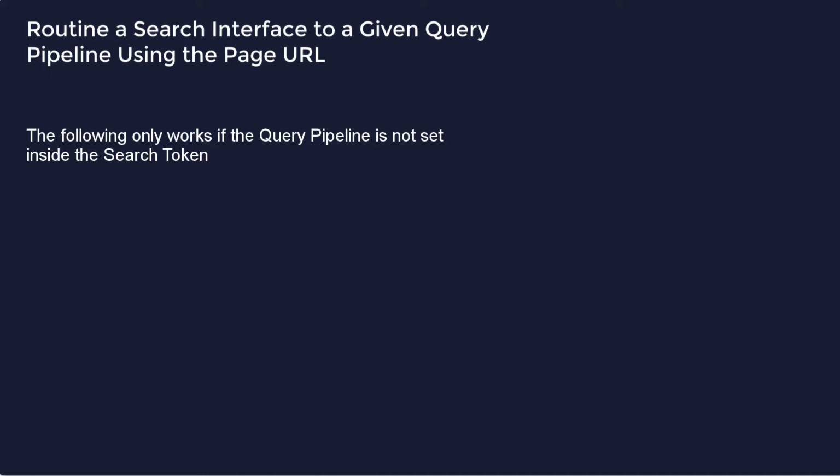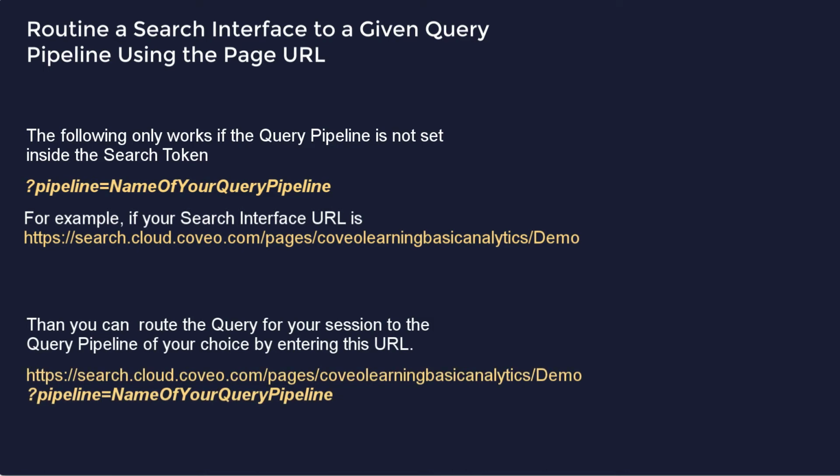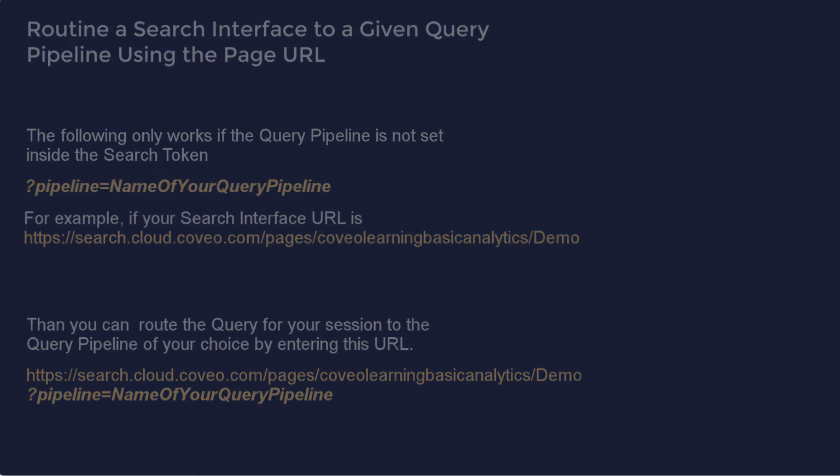To force the search interface to use a given query pipeline, the only thing you need is to add this at the end of your URL: question mark, pipeline equals the name of your pipeline. For example, if your page URL ends with demo, then you could route the query for your session to the query pipeline of your choice by entering this at the end of the URL: question mark, pipeline equals the name of your pipeline. What is really great about this is that it will only work for you during your specific visit. In other words, it's perfect for testing, especially in production. Let's see this in action.